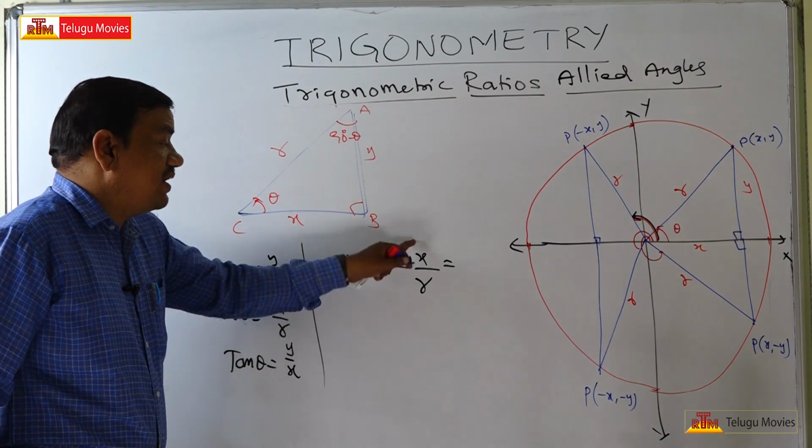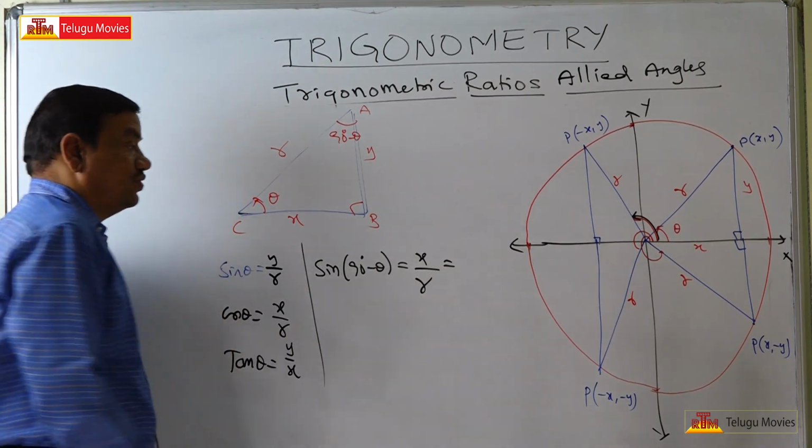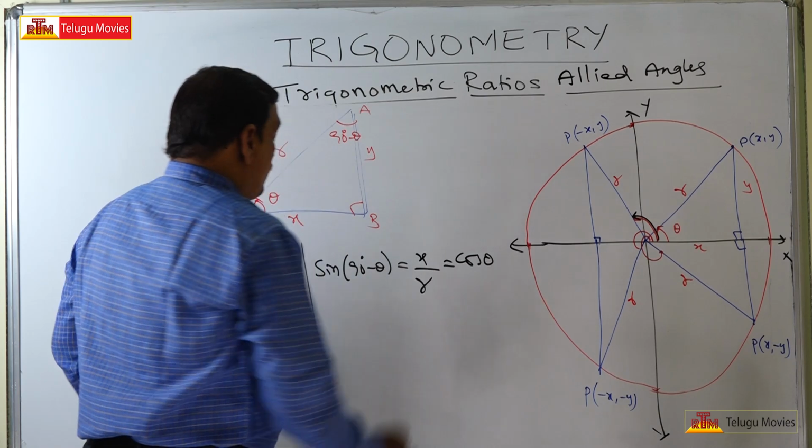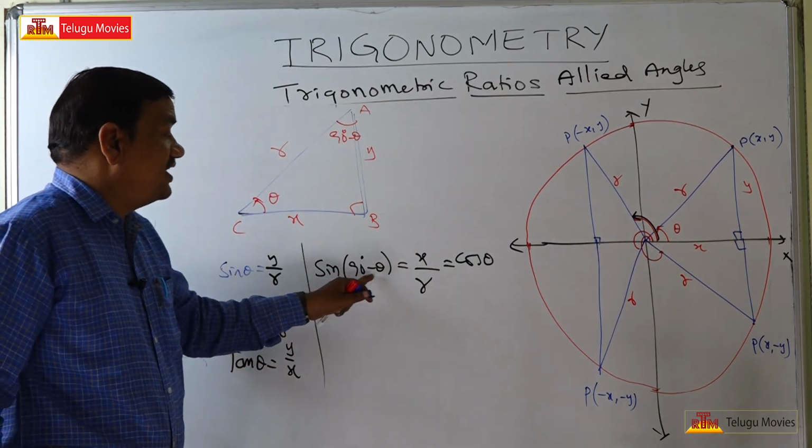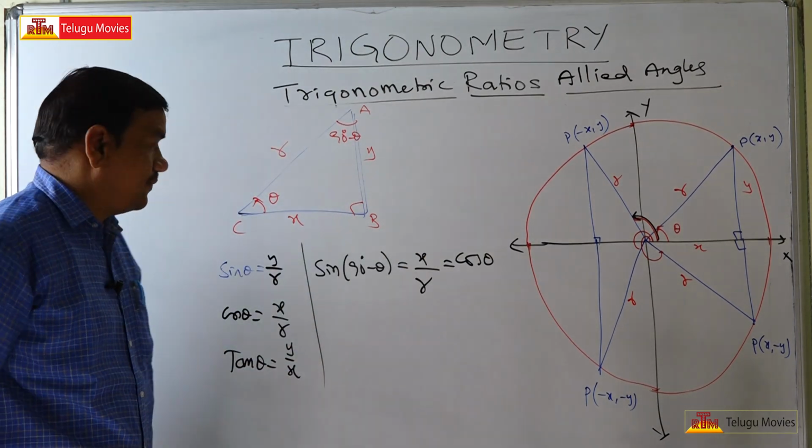So your x by r is nothing but cos theta. Therefore this is cos theta. From this, what can you say? Sine of 90 degrees minus theta is equal to cos theta.